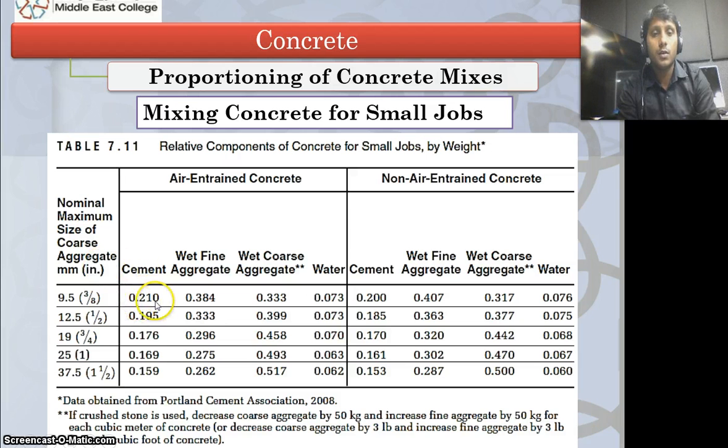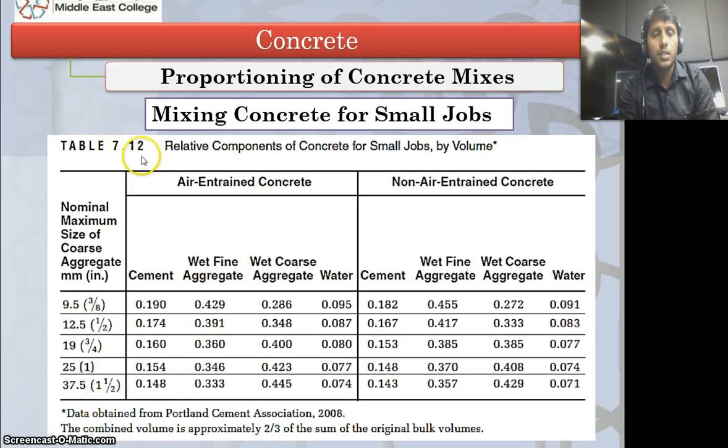For the 9.5 mm aggregate size, the cement we have to take is 0.210, the wet fine aggregate is 0.384, then the wet coarse aggregate, and the water. These are all the units. What is the cement for 9.5? If it is non-air entrained concrete, the cement is 0.2 and the wet fine aggregate is 0.407. I have to take it like this. So once you read this, also read the given conditions.